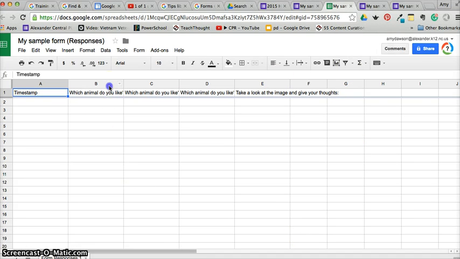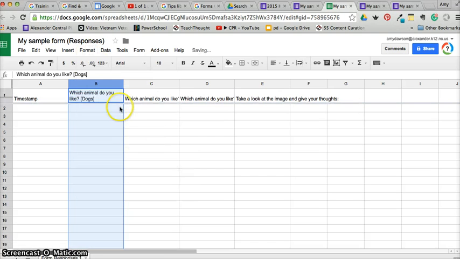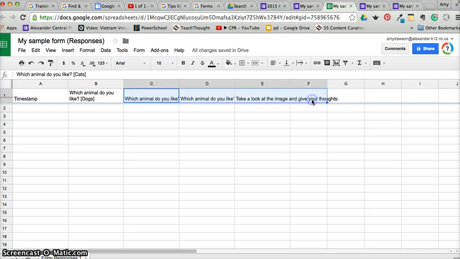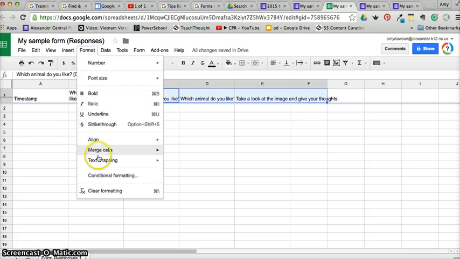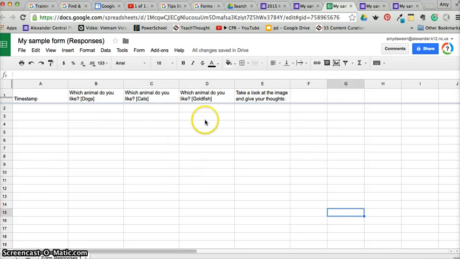Now, of course, it would be best if you could format your columns. It's easier for you to take a look, so you'll be able to see your data. This timestamp will always be there, and that's one thing you cannot edit on the form.